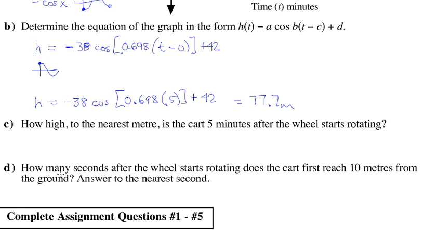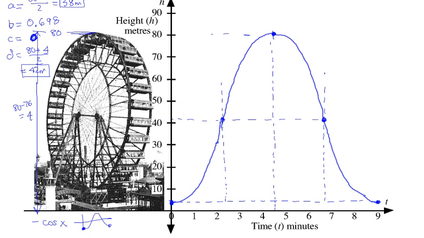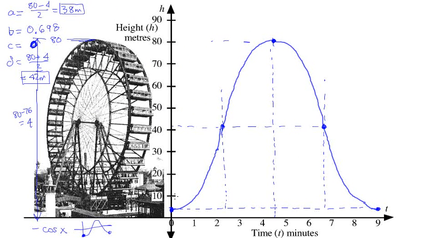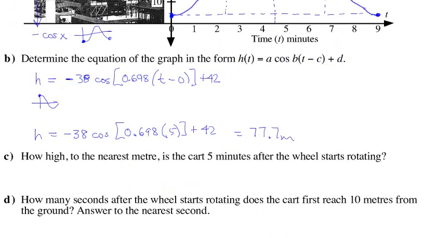Okay, now, how many seconds after the wheel starts rotating does it get 10 meters off the ground? Again, the quick and dirty answer is we go to here, we get like 1.1 minutes, and so we say about 1 minute and 6 seconds. But let's do it algebraically, and we'll see if we can get that answer again.